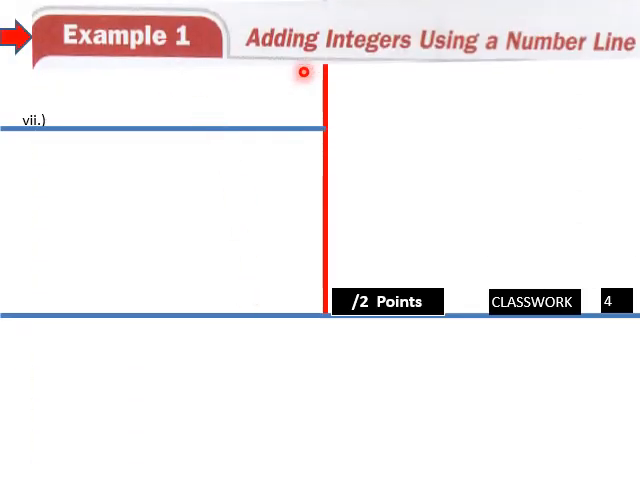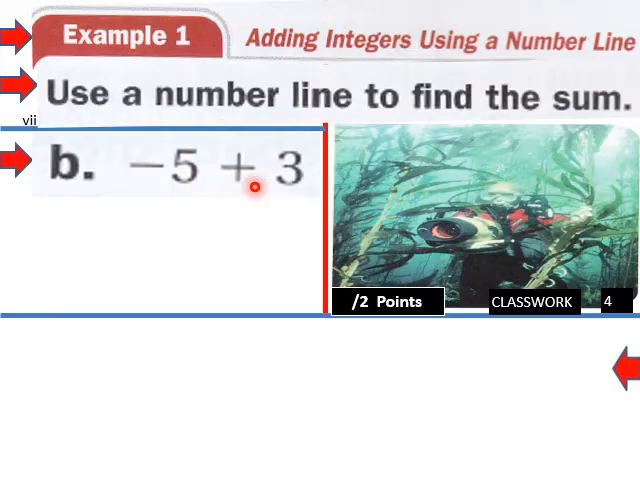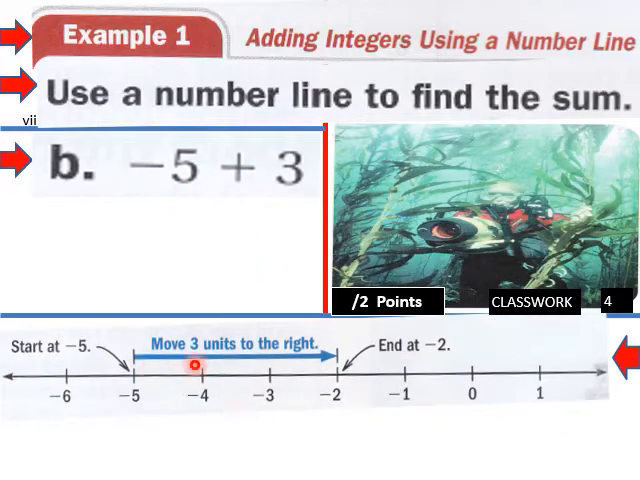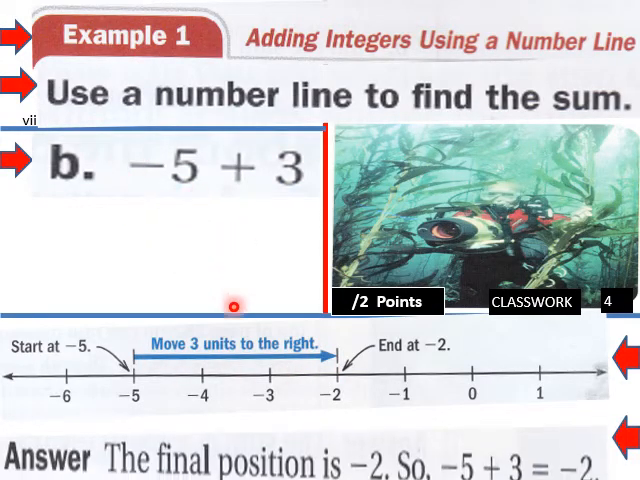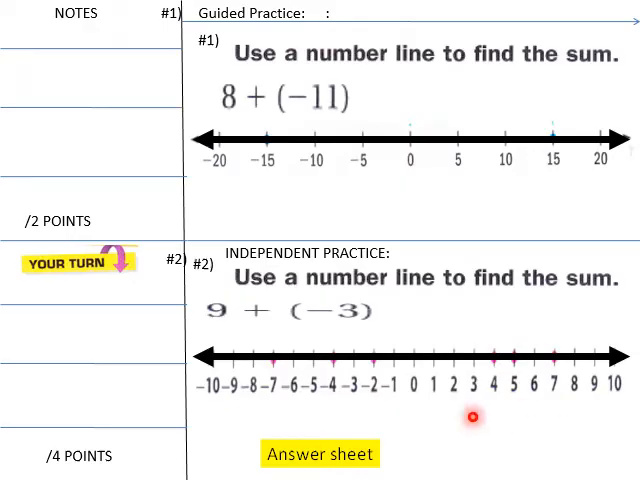Let's try another one, adding integers using a number line. So -5 plus 3. So for -5, we start at -5, then we go to the right 3 units, and we end at -2. So that would be the way that you use a number line to solve this sum here. So the final position is -2, so -5 plus 3 would be -2.